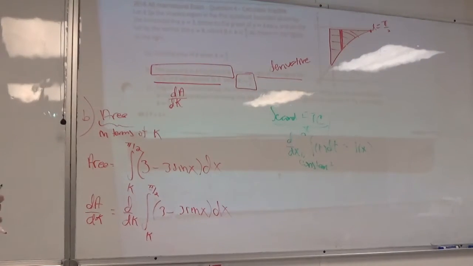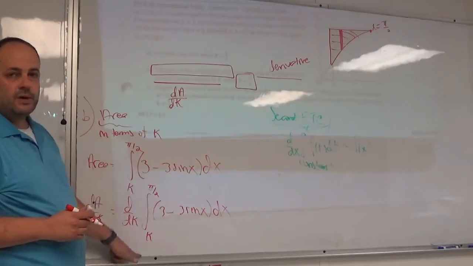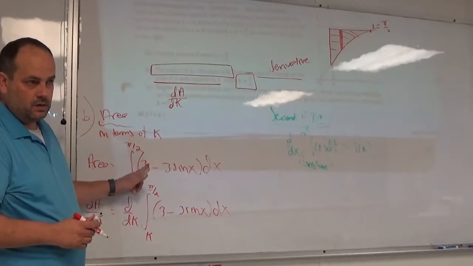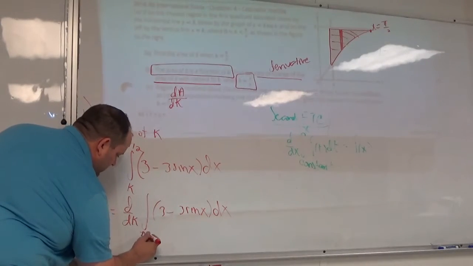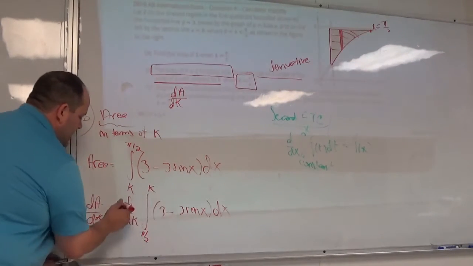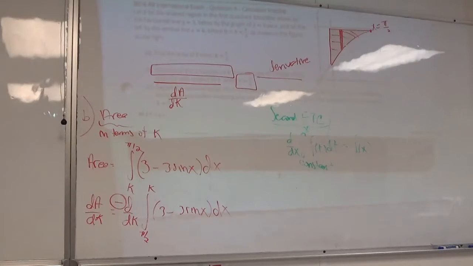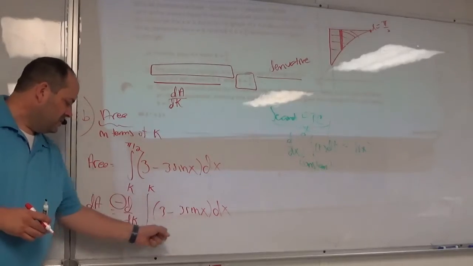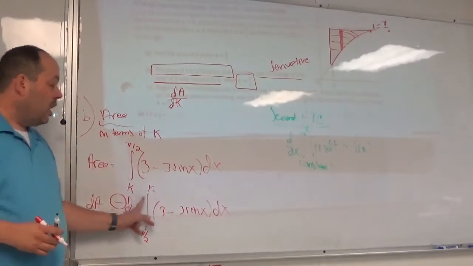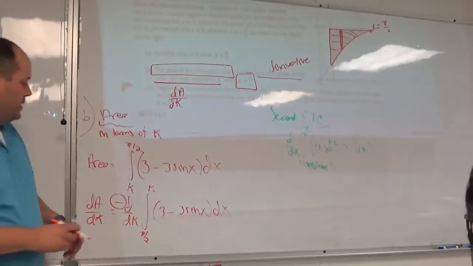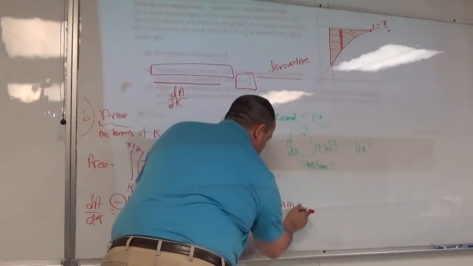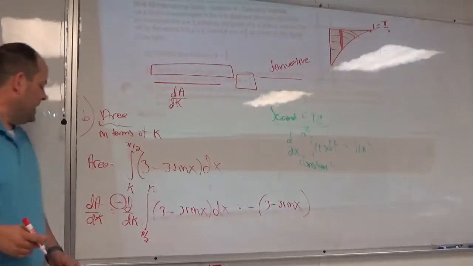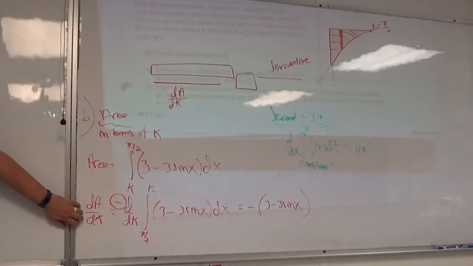Can't you flip them and flip the function? Is it okay to flip the limits of integration? Yes. We've done that before, but if you flip your limits of integration, now you introduce a negative that was not there before. And so the derivative of the integral of the function from pi over 2 to k, all of this does cancel out. And what you get is the negative of 3 minus 3 sine x. That's your derivative. That's good.